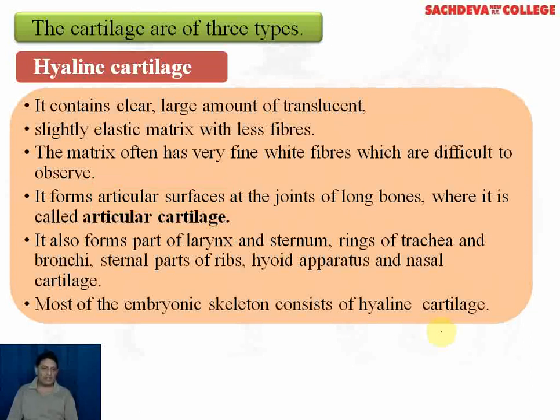Articular surfaces means those surfaces which take part in the formation of a joint. It also forms parts of the larynx and sternum. Another important place where hyaline cartilage is present is the rings of trachea and bronchi, sternal parts of the ribs, hyoid apparatus, and the nasal cartilage. Most of the embryonic skeleton consists of hyaline cartilage. This is an important point. Most of the embryonic skeleton, instead of being formed by bones, is made up of hyaline cartilage.